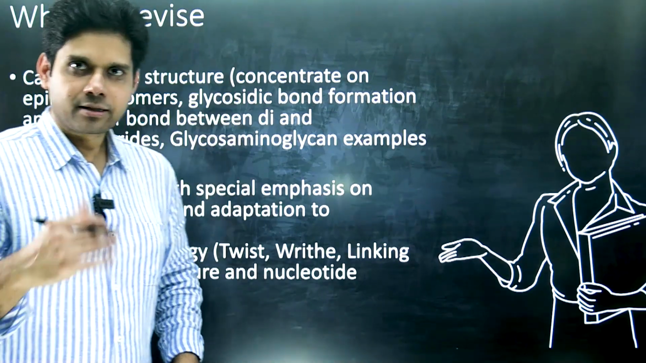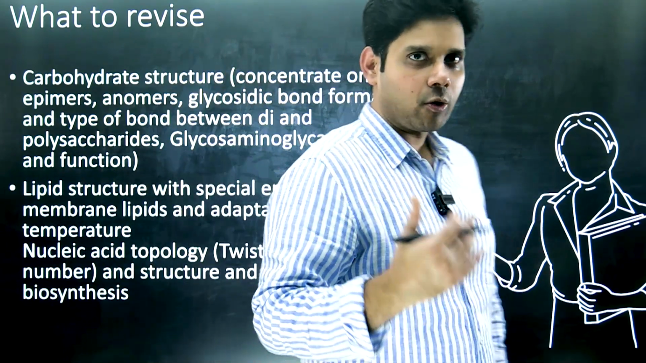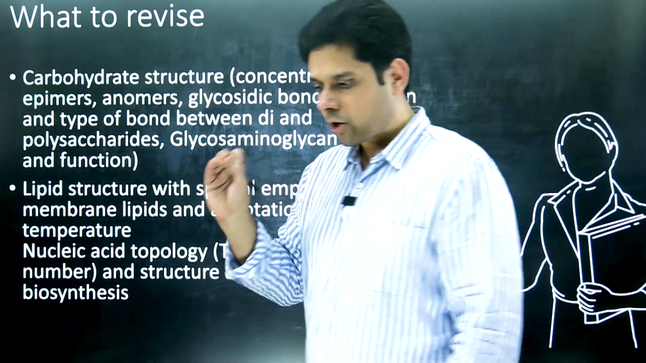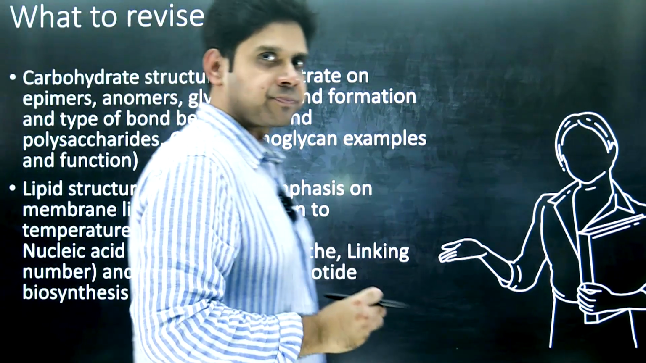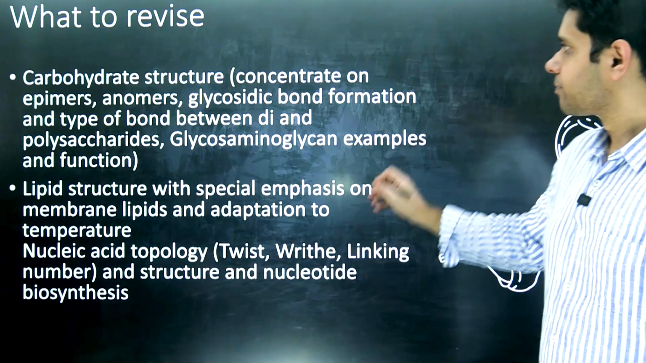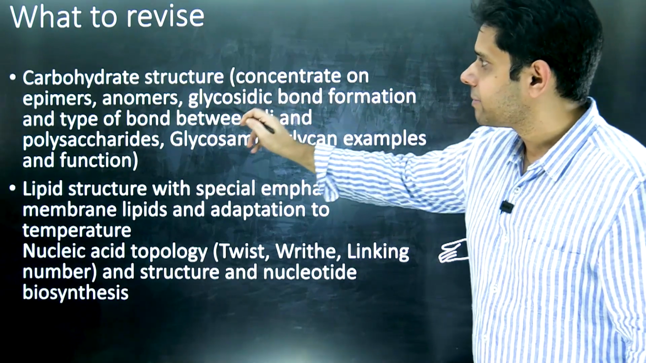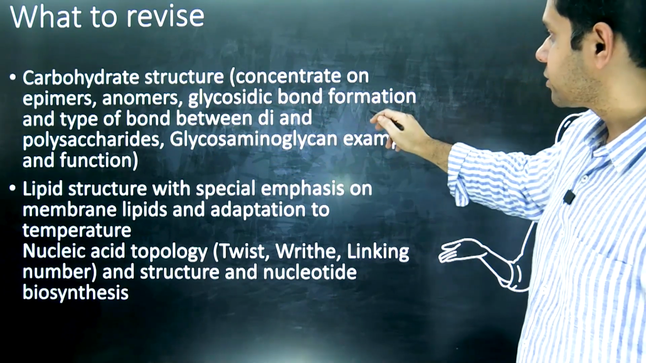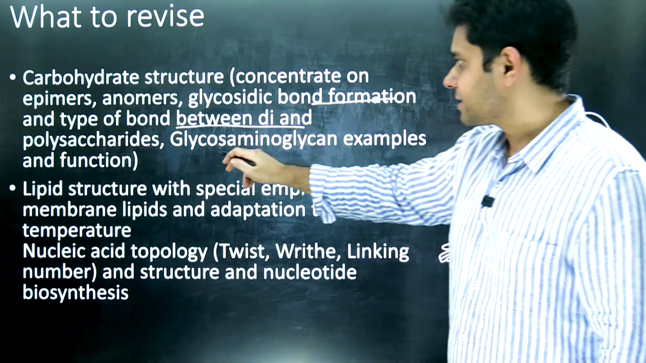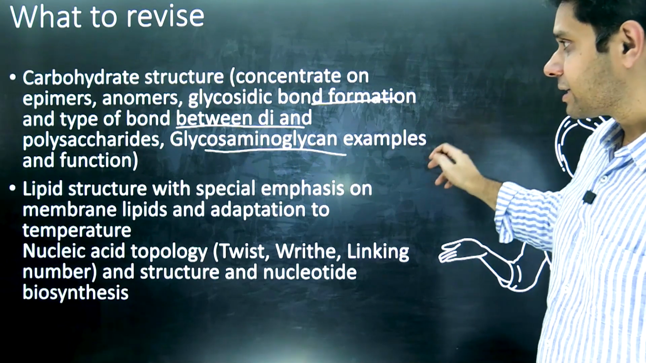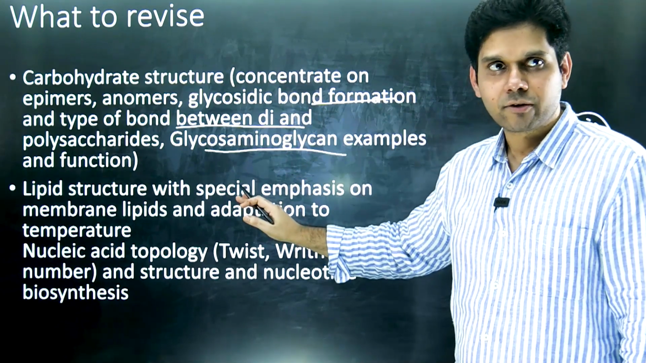Now, ठीक है, revise कर लिया. अभी और क्या? What else to revise? मैं पूरा syllabus नहीं दे रहा हूँ. I'm just picking out some important aspects here. Okay. So you have the carbohydrate structure again. The concentration of epimers, anomers, glycosidic bond formation, type of bonds between di and polysaccharides, glycosaminoglycan examples and functions, all this you have to know.